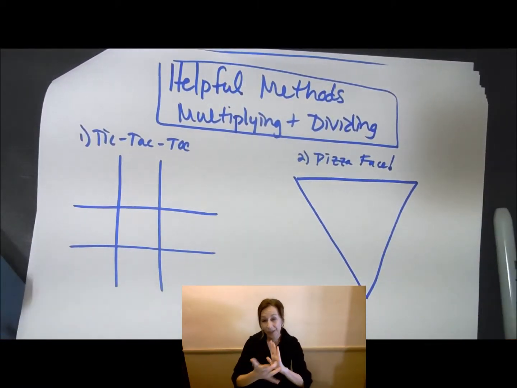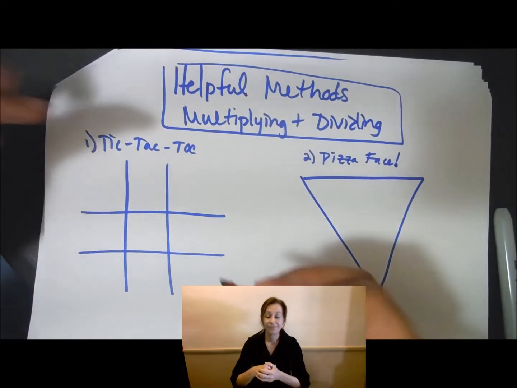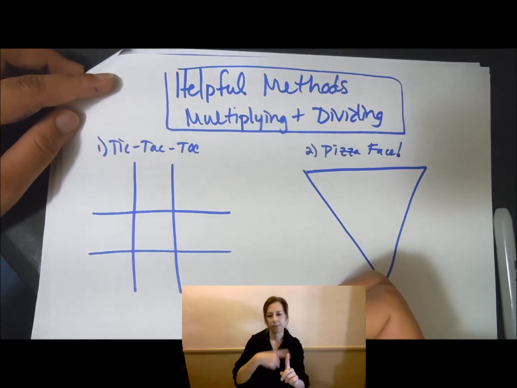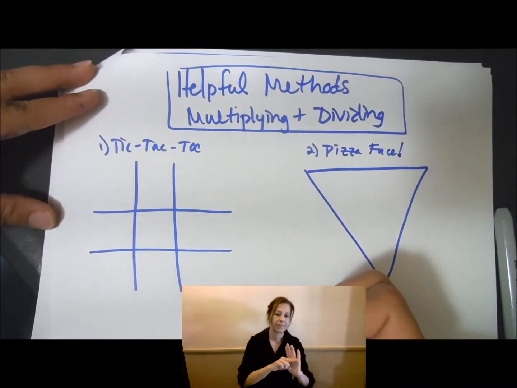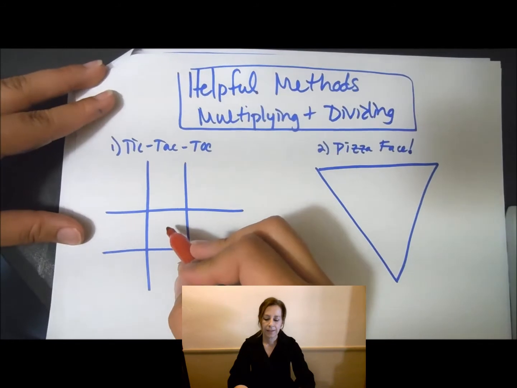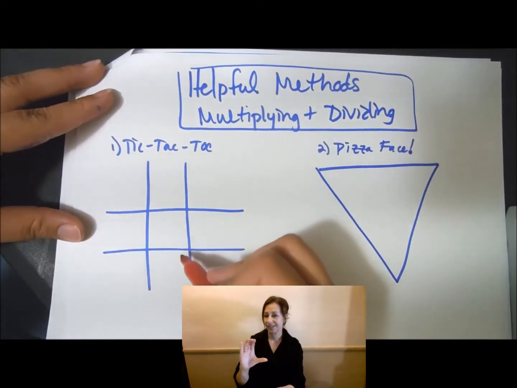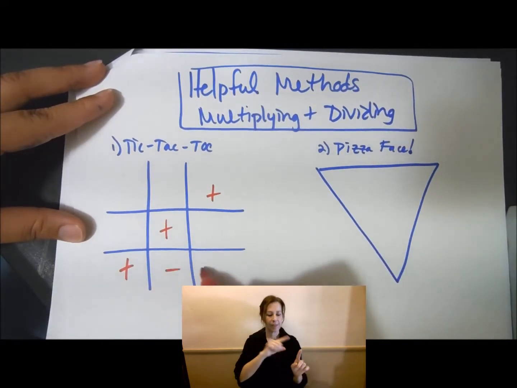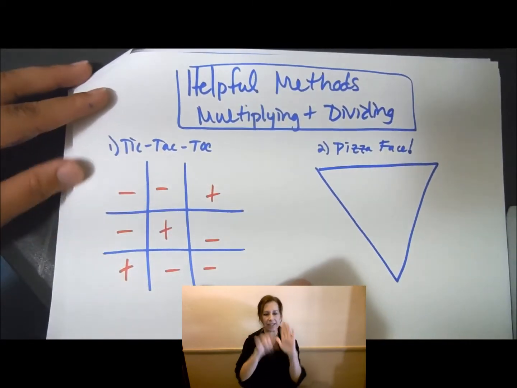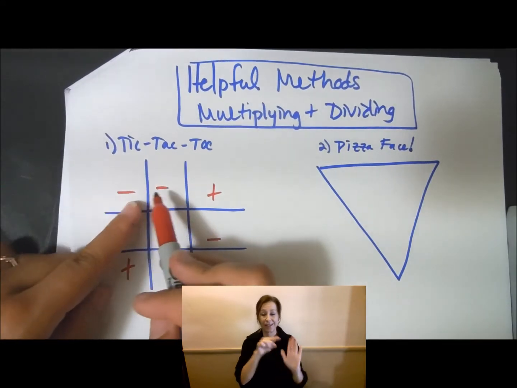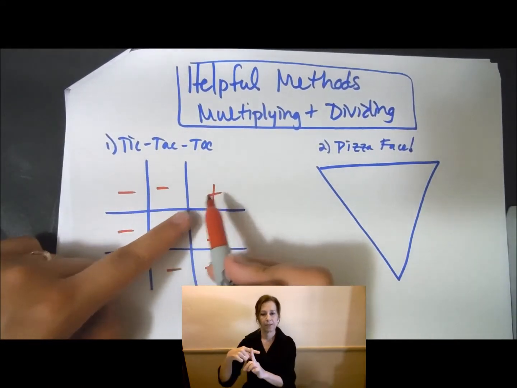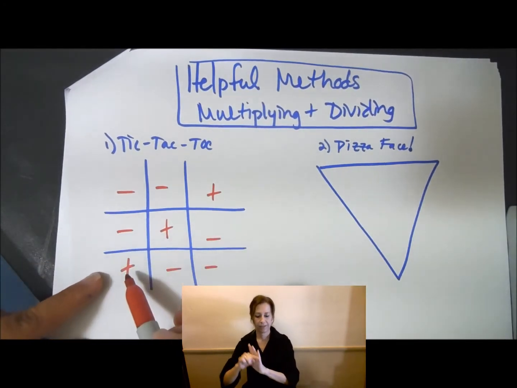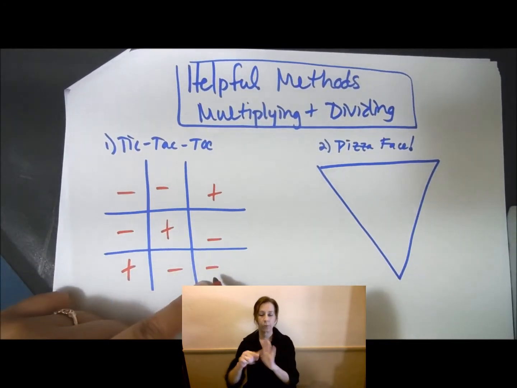Some helpful methods that we did before to help you remember the signs, that if they're the same signs, you're going to make it positive, and different signs, you're going to make it negative. We did tic-tac-toe. So what we did was we wrote positives diagonally, and then the rest were negatives. And we can use this by saying a negative times a negative is a positive. A negative times a positive is a negative. A positive times a negative is a negative.